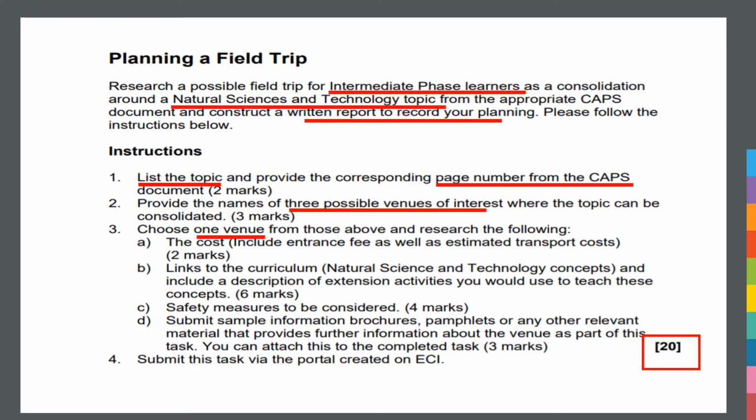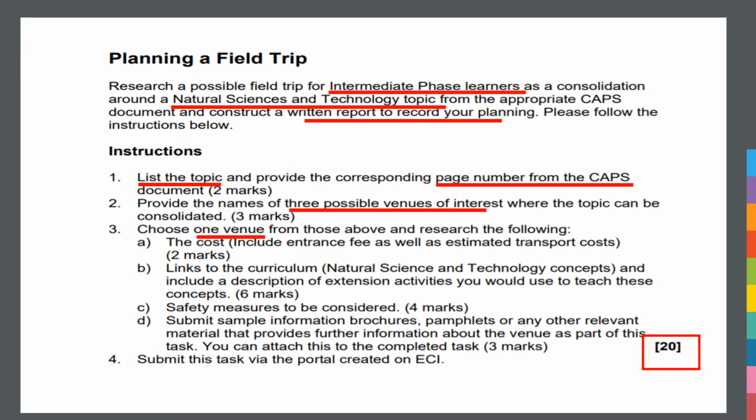So this is what's required in order for you to complete this task on planning a field trip. You are required to research a possible field trip for intermediate phase learners as a consolidation around a natural sciences and technology topic from the appropriate CAPS document and construct a written report to record your planning. And you need to follow the instructions given below.